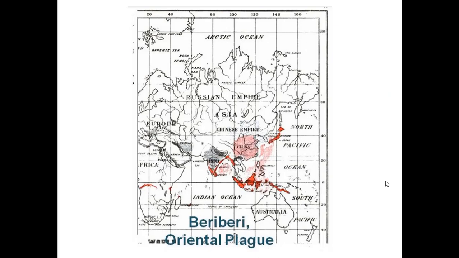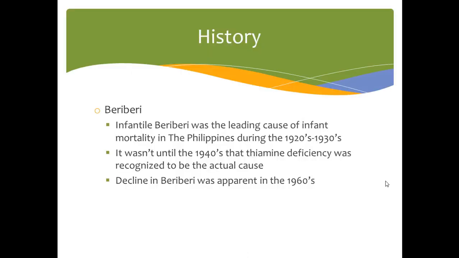Just showing a quick map of the areas of red here where this beriberi was most noted. It was at the time called the Oriental Plague. It was very devastating to the area. Thousands of people died. It was the number one cause of infant mortality in the area as well. So it was a significant problem for them, of course. Right there it is, the leading cause of infant mortality in the Philippines during the 1920s and the 1930s.